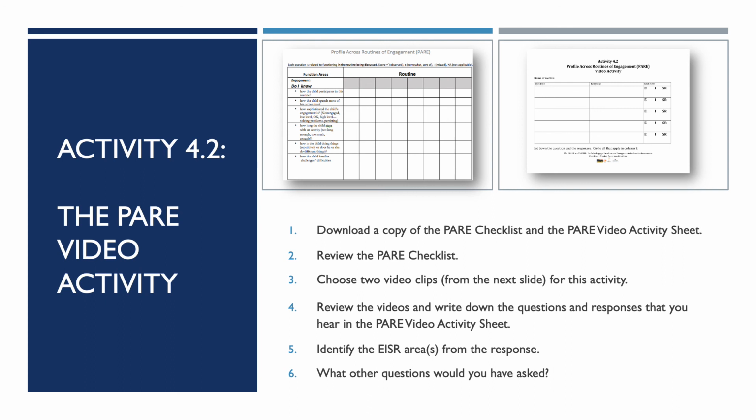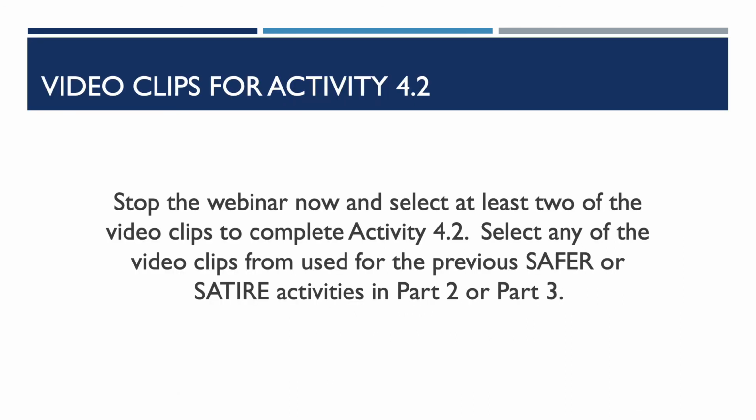Download a copy of the PAIR and the PAIR video activity sheet. Spend some time reviewing the PAIR. Watch the video and record the questions and responses that you hear. Identify the EISR area or areas from the response. What other questions would you have asked? Choose at least 2 video clips and complete the PAIR activity sheet.